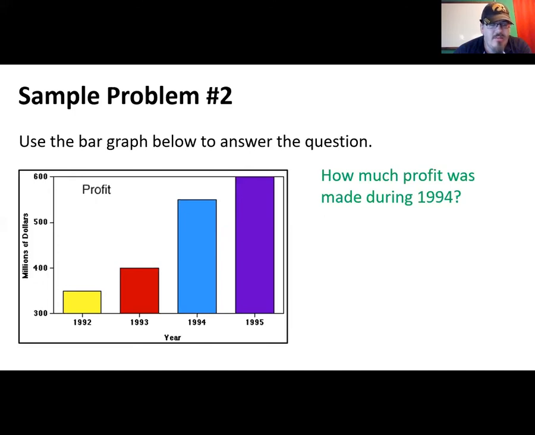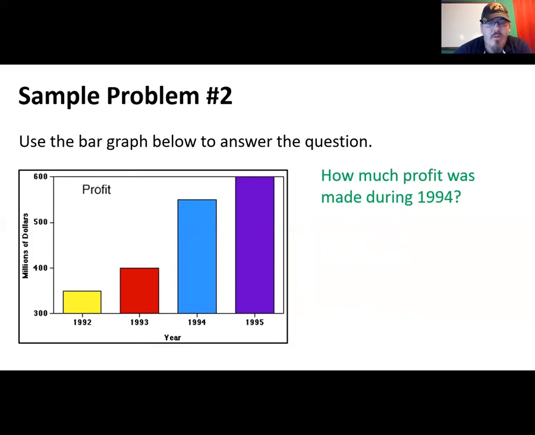So 300 in this case means 300 million, and 400 means 400 million, and so on and so forth. So if we look at 1994, which is what the question is asking, how much profit was made, the graph doesn't include vertical or horizontal lines to help us. So we just have to estimate as best we can. It looks like that blue bar falls halfway between 500 and 600. So 550 seems like a reasonable estimate as to where that value is at.